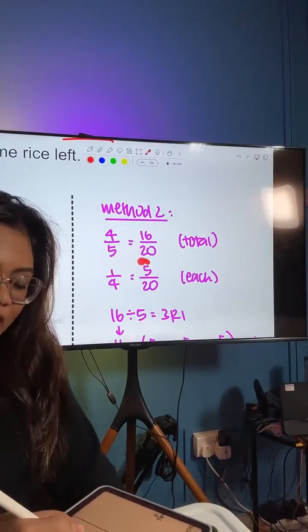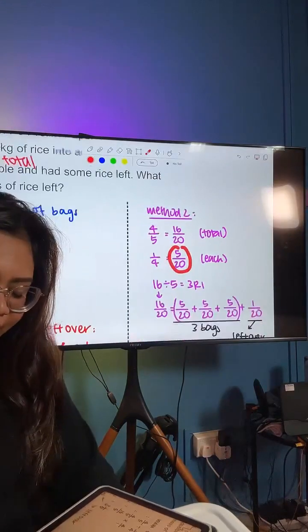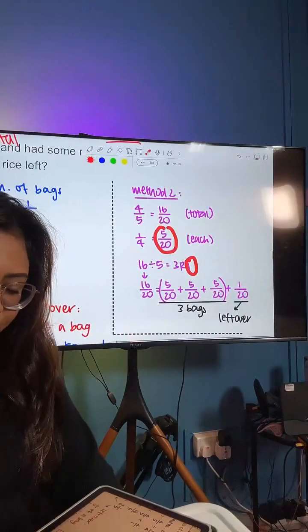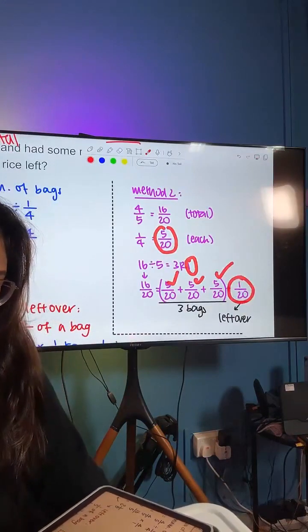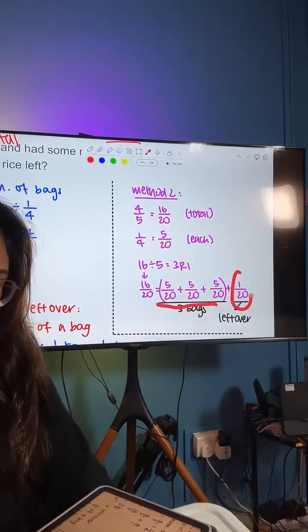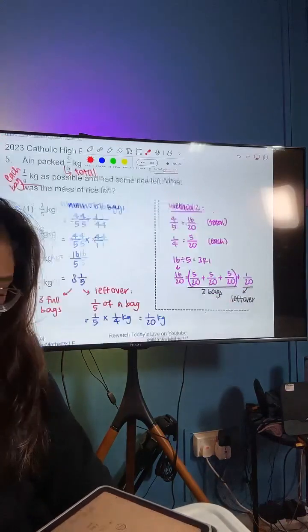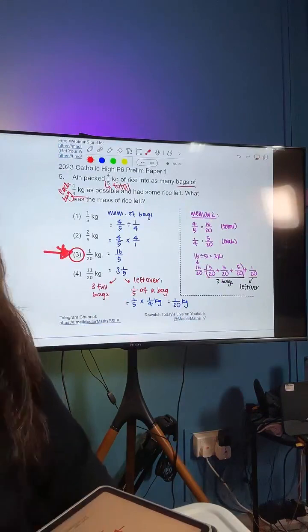Each bag is 5 out of 20 kg. So 5, 5, 5, I'll get 15. That means I have 3 bags. Balance is 1 out of 20 kg. Okay, answer 1 out of 20.